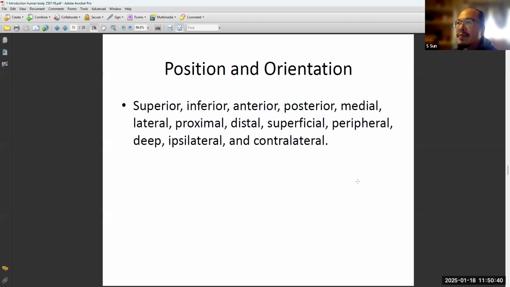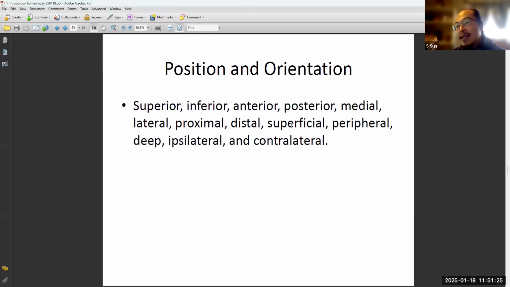Here, we need to know how we describe position and orientation. When we talk about superior, what does it mean? It means up. Inferior means lower. Anterior means front. Posterior means back. Medial means central. Lateral means side. Proximal means close, and it depends on where you look from. So it's proximal to A, but it could be distal to B, right? So we have proximal and distal, that's how we describe it.